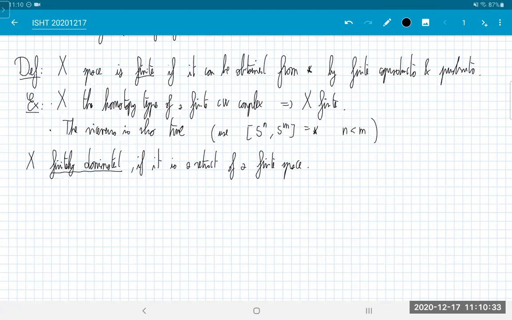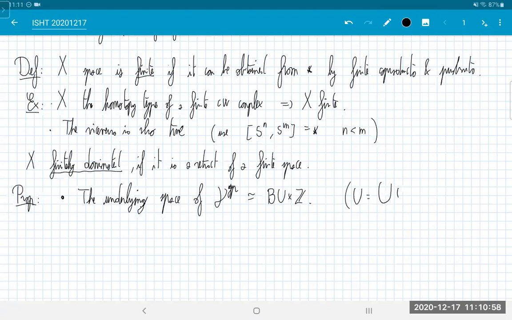But okay. Anyway, as a proposition, let me write it as two statements. First of all, the underlying space of this group completion of V is BU times Z, where U is the infinite unitary group. U is the union of U(n), that is, all the infinite matrices of this form.